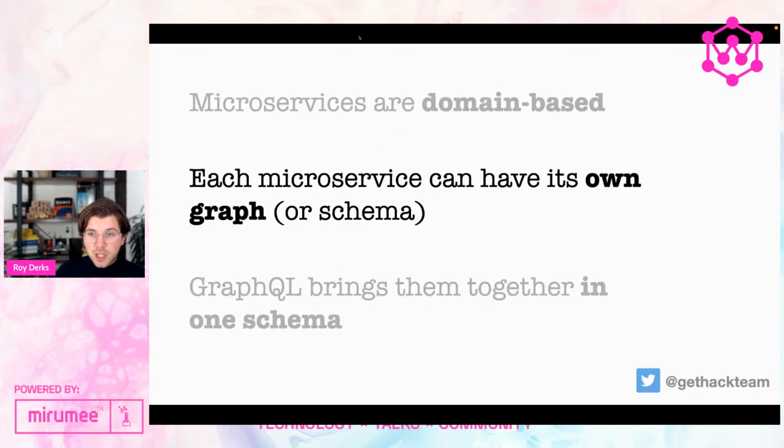And then the nice thing, if you combine them with GraphQL, is that each microservice can have its own graph, or schema in this case. So whenever you'll be using GraphQL for your microservices, it is advised to create a schema for every service. So every service should have their own schema, and then later on, there are multiple ways to bring them together in one schema. But first, let's have a look at those graphs.